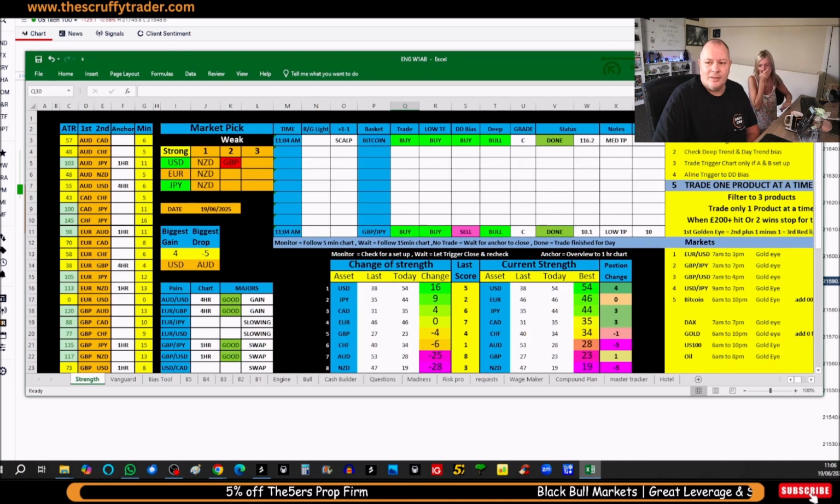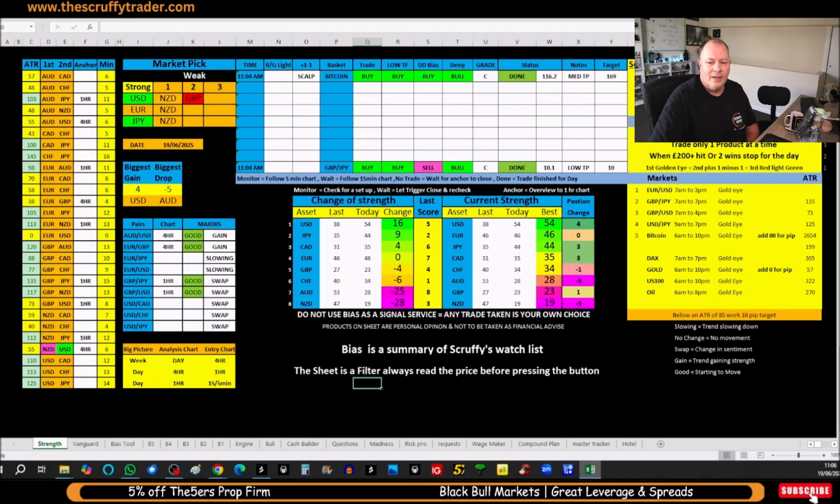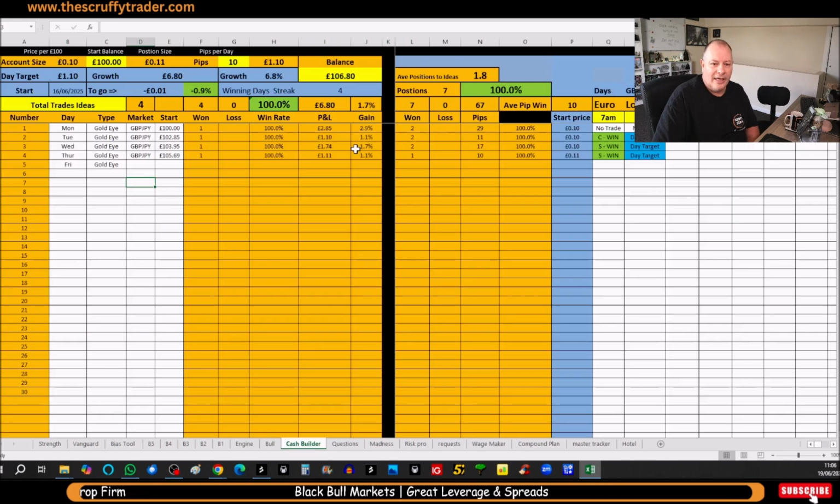So this is the sheet. I've done pound JPY this morning on the small account, which is what we're building up as a cash builder. There it is, a 4 winning streak. This is running on from last month, which did 28 days in a row without losing a trade. And it's based on the bias tools that I use and one thing another.